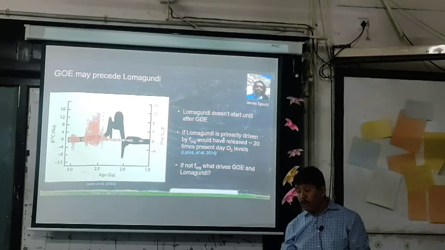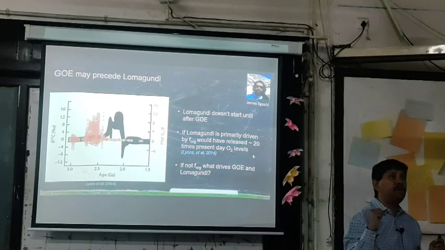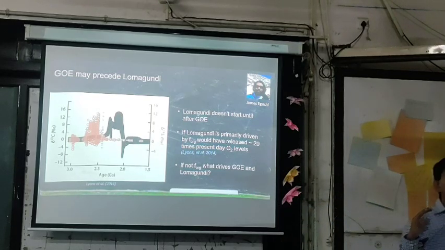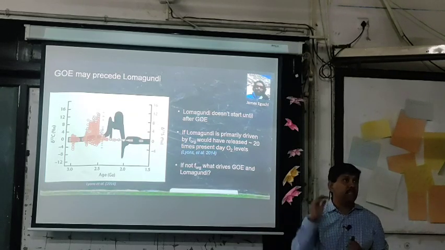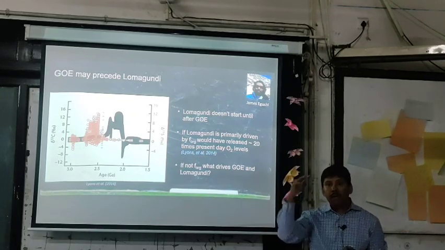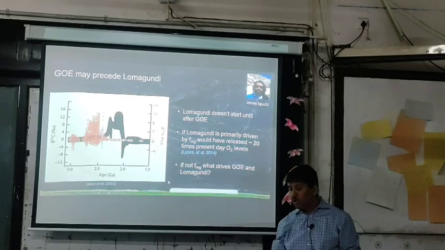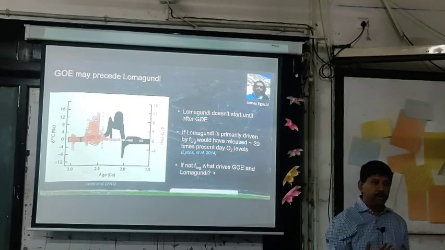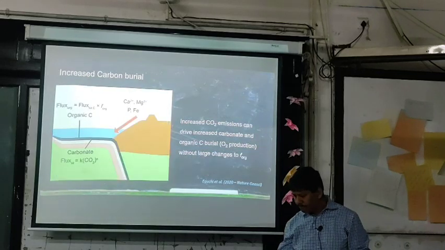And actually, if Lomagundi was primarily driven by that increase of lowercase f_org, that should also lead to an increase of oxygen in our planet's atmosphere by as much as 20 times. But we don't see that. Oxygen rose by up to 1-10% of present day, it didn't increase by 20 times. So if not f_org, what really drove the GOE and Lomagundi? And is there a causal link between these two events?